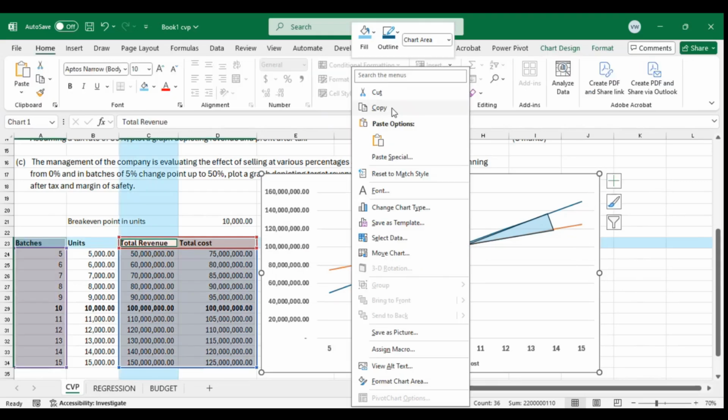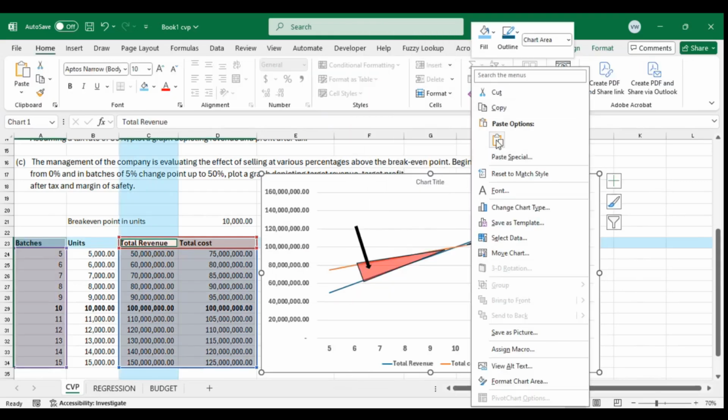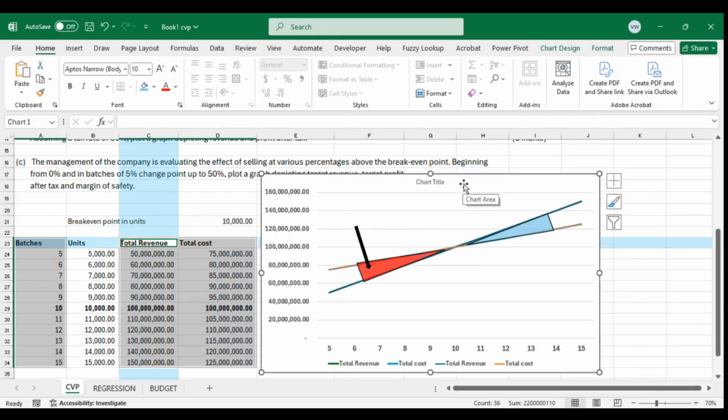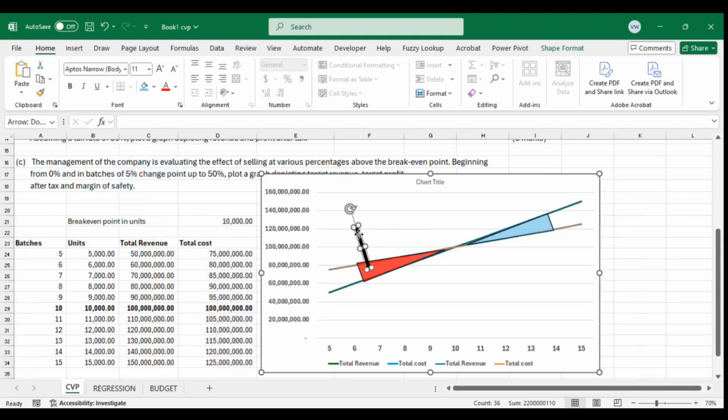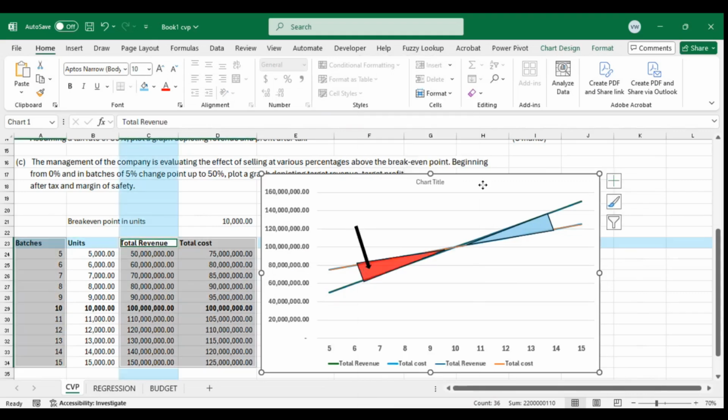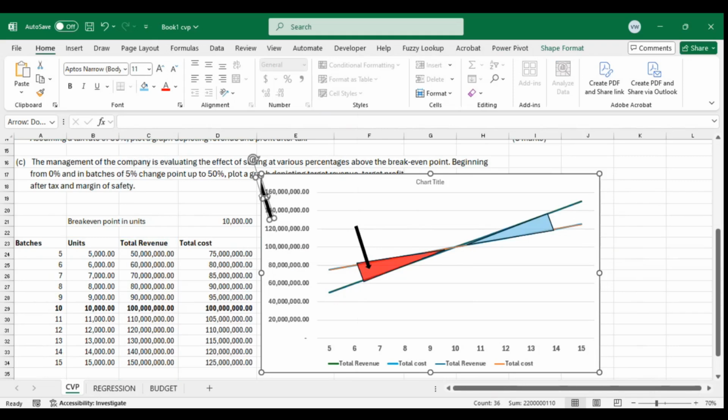So we can say copy and paste. Let me try to copy it again. Copy and paste. Then let me move it to this other side. I want to show the region of profitability. This is the region where that is the profit region.